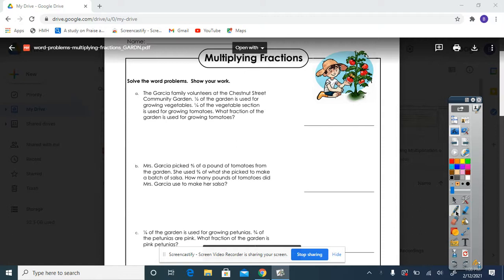So each of the fractions in the word problems you are going to multiply. So we're going to look at a couple word problems together. First, let's look at example A.